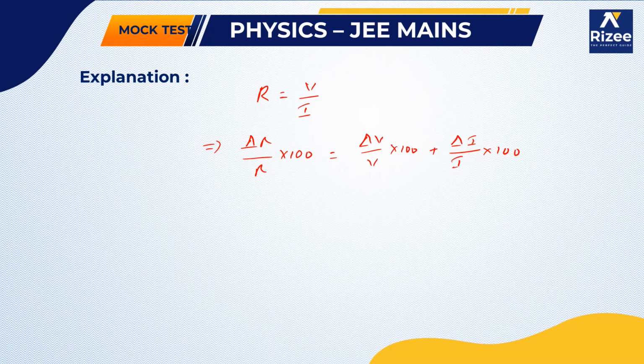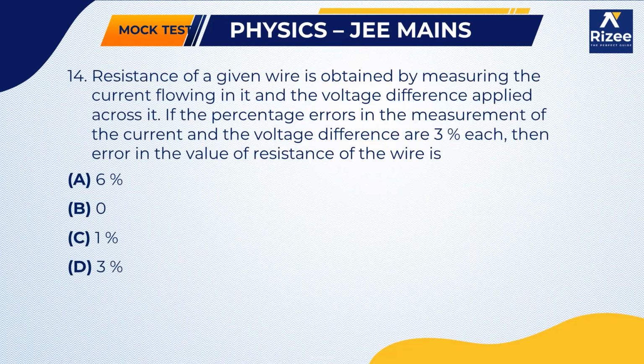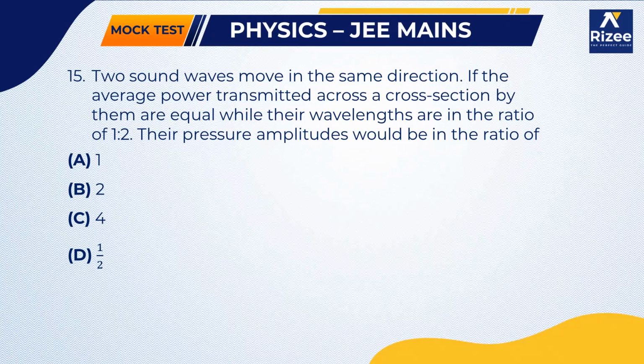In the case of errors, we go for the plus sign only. In this case, this is 3% and this is also 3%. So overall, 6% will be the percentage error in this particular case. That means your answer should be option A. Alright, coming to the 15th question.